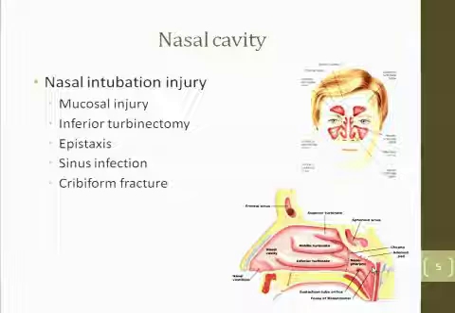If you get into trouble, you can stop hemorrhaging by two ways. One is by putting a Foley catheter in somebody's nose and inflating it. Okay, the Foley catheter balloon will compress the area and stop the bleeding, so if you're desperate.